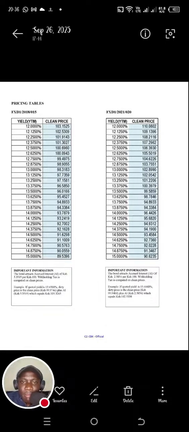Now, allow me to move to the next slide just for a minute. You can see for this FXD1/2018, sorry, I have a cold, but we must learn.